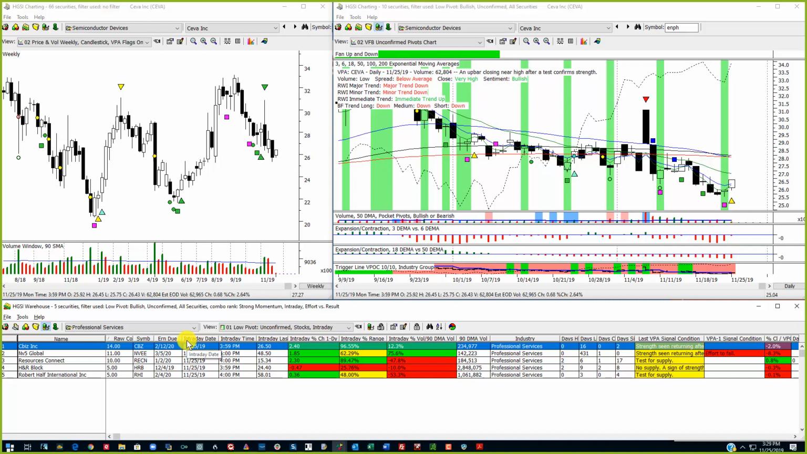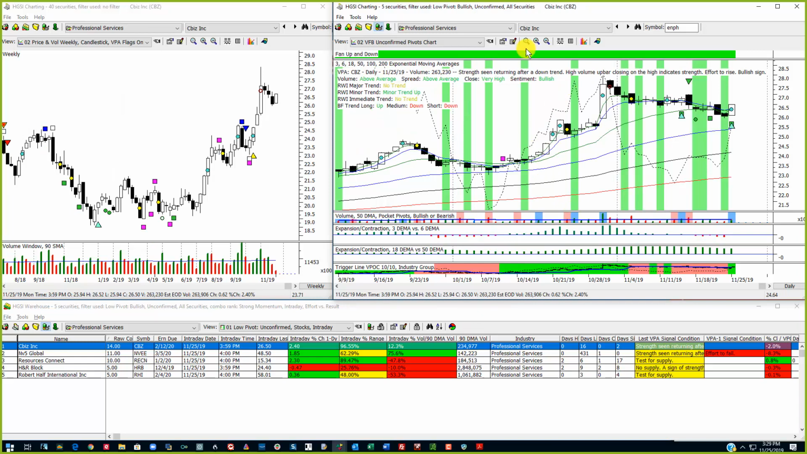And here's one that closed at nearly 97% of its daily range. CBiz Inc. Doesn't trade a lot of volume, but it was up today. Okay, you can see that the fan is in place. Here's your low pivot. There's a confirmation buy. The weekly chart is strong.